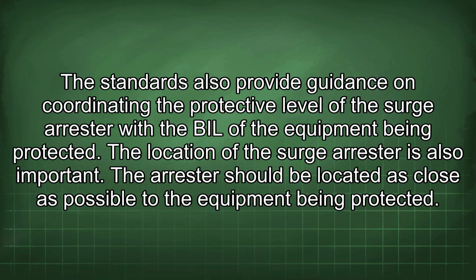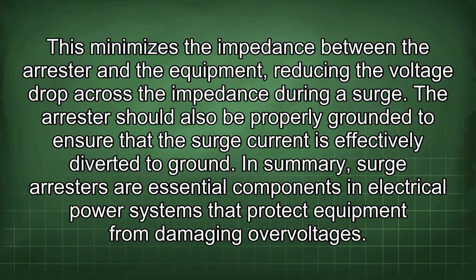The arrester should be located as close as possible to the equipment being protected. This minimizes the impedance between the arrester and the equipment, reducing the voltage drop across the impedance during a surge. The arrester should also be properly grounded to ensure that the surge current is effectively diverted to ground.